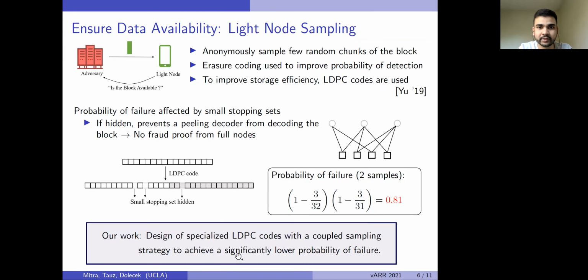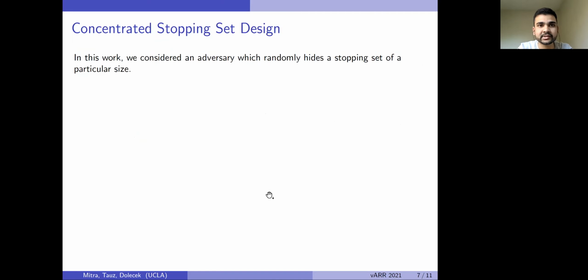And in this work, what we do is we design specialized LDPC codes and provide a coupled sampling strategy to significantly lower the probability of failure. And our design idea is what we call the concentrated stopping set design.